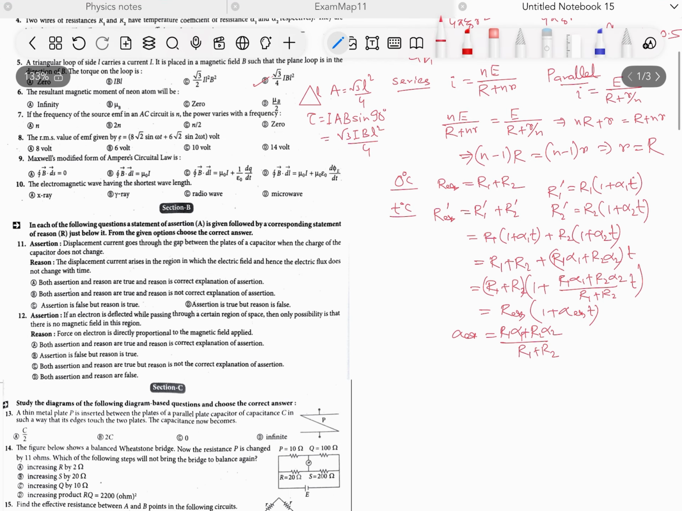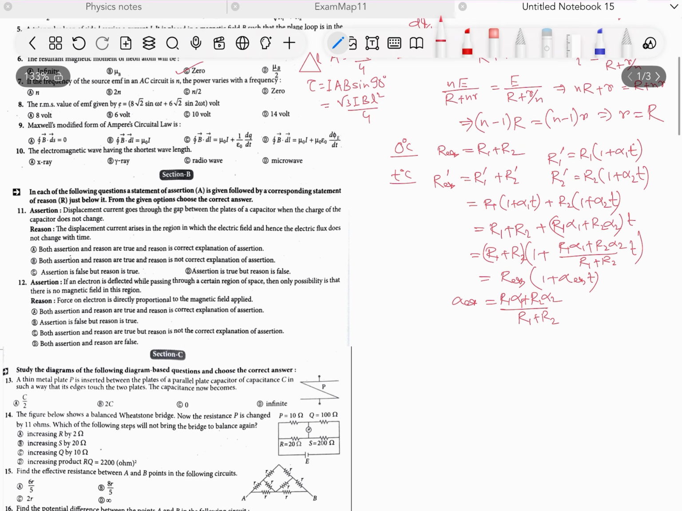Now question number 6. The resultant magnetic moment of neon atom. Basically neon atom has atomic number of 10, so there are 10 electrons and all are paired. All are paired means their resultant magnetic moment will be 0.